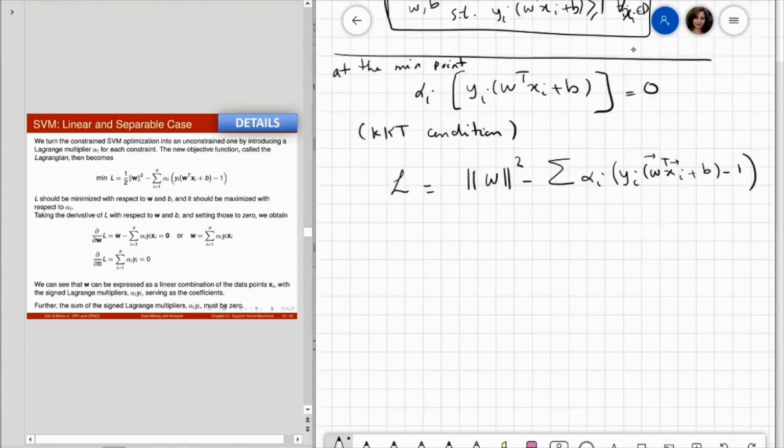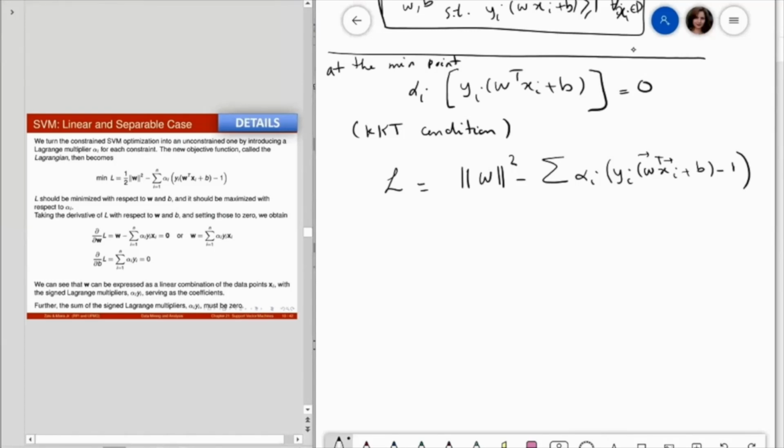Okay. So now we have to minimize the objective function with respect to w and b and maximize it with respect to alpha i's, and that would be our solution for this new objective function. This is called the Lagrangian, and the alpha i's are called Lagrange multipliers. This is one way to solve constraint optimization problems.